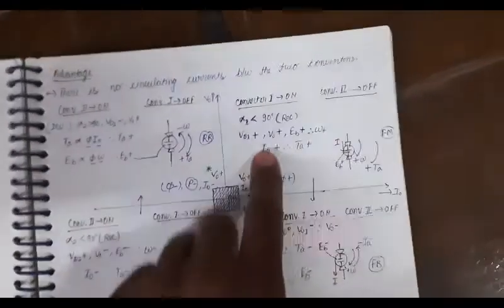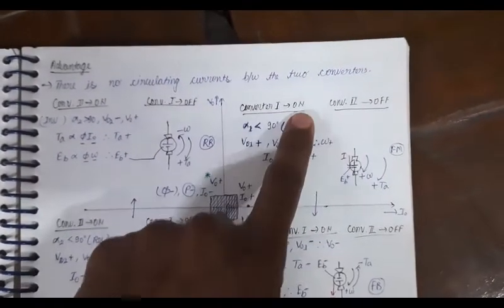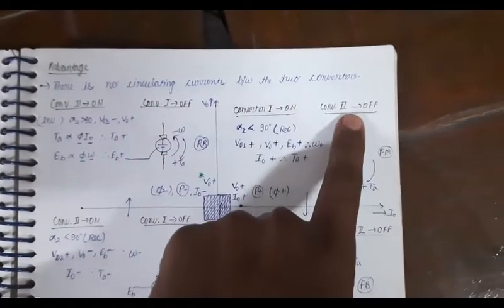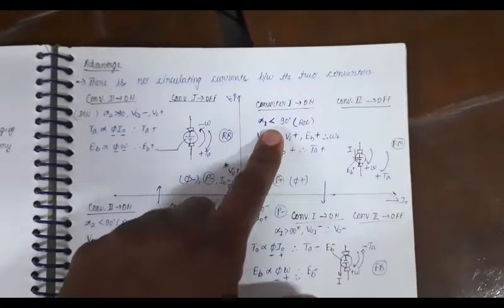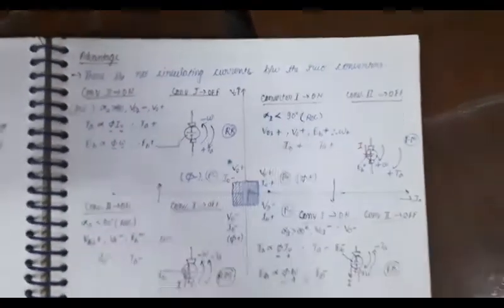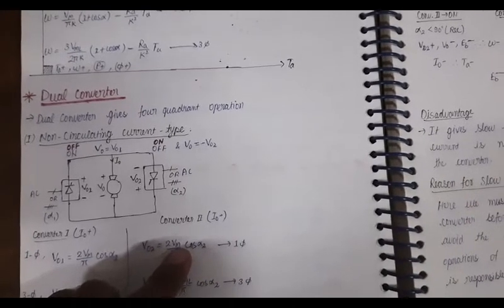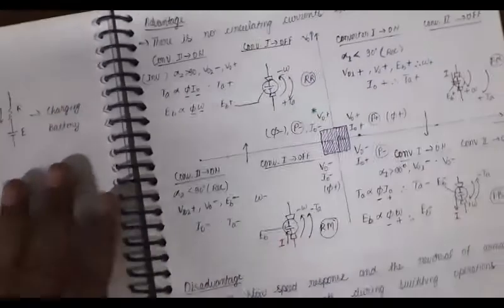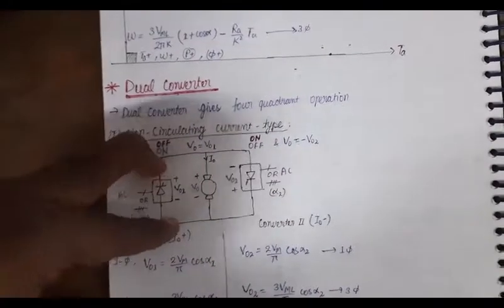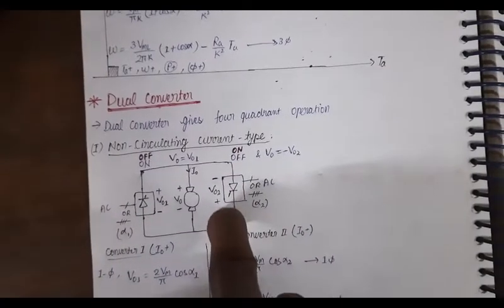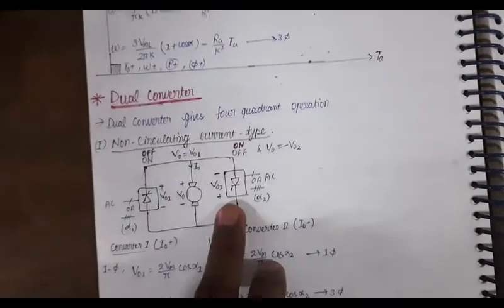So this is the first quadrant. In the first quadrant, converter 1 is kept on and converter 2 is kept off. The summation of angles alpha 1 and alpha 2 is equal to 180 degrees. This is done for no flow, or the minimum flow, of circulating current. In this case, actually no circulating current flows, because the name also suggests non-circulating current type. Because when the first converter is switched on, then the second converter is switched off, so there is no chance of flowing circulating current.